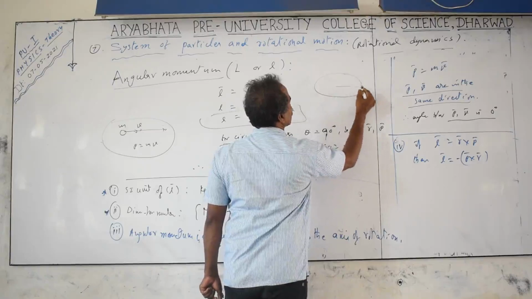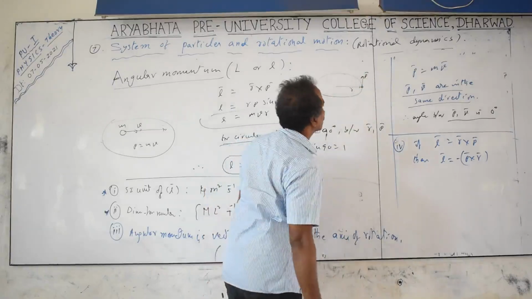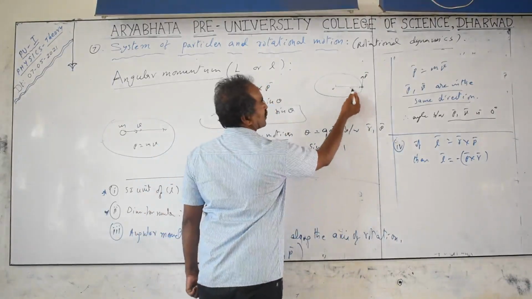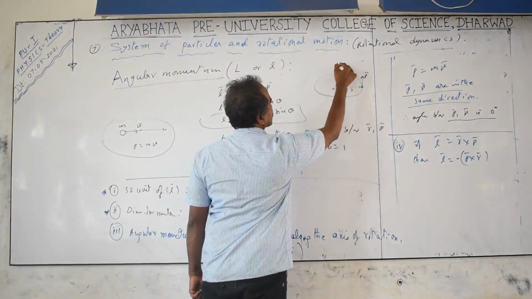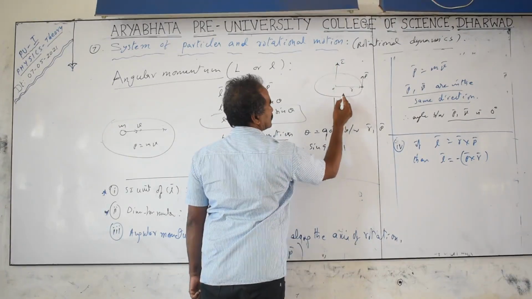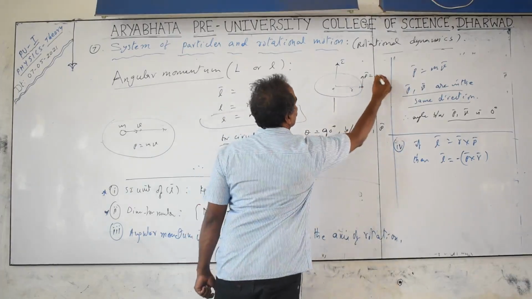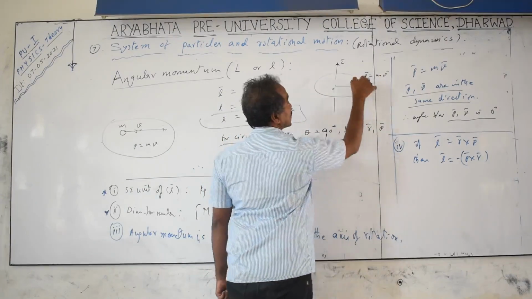Angular momentum is the cross product of the position vector and linear momentum. For circular motion, the position vector is equal to the radius vector, and angular momentum acts along the axis of rotation, and P and R are always perpendicular to each other. P is equal to mass into velocity. Mass is a scalar quantity, and velocity and linear momentum are in the same direction, along the tangent.